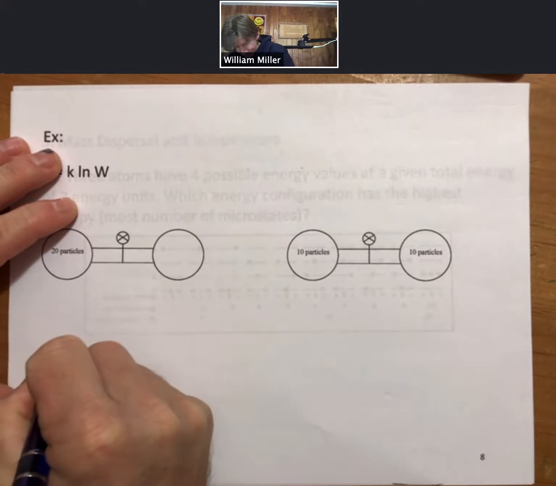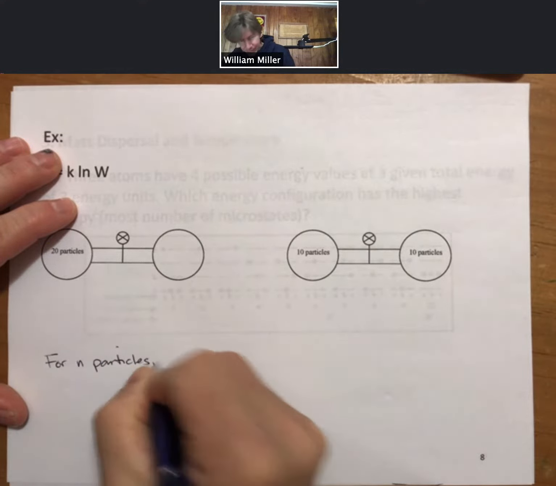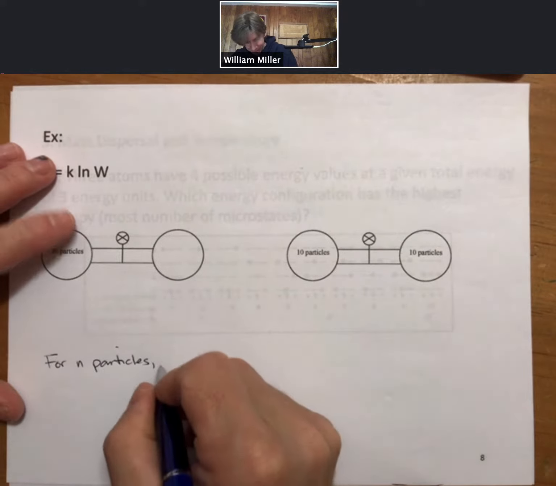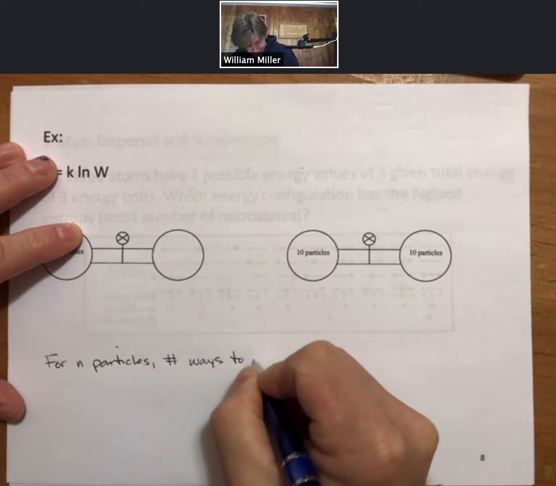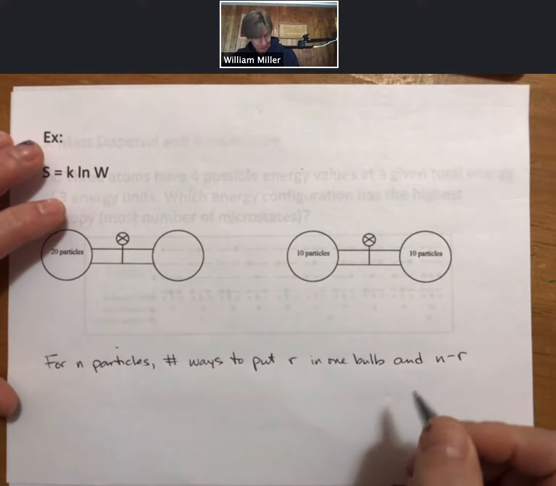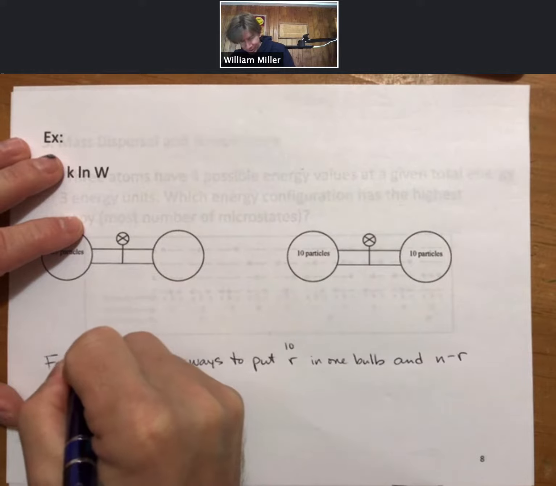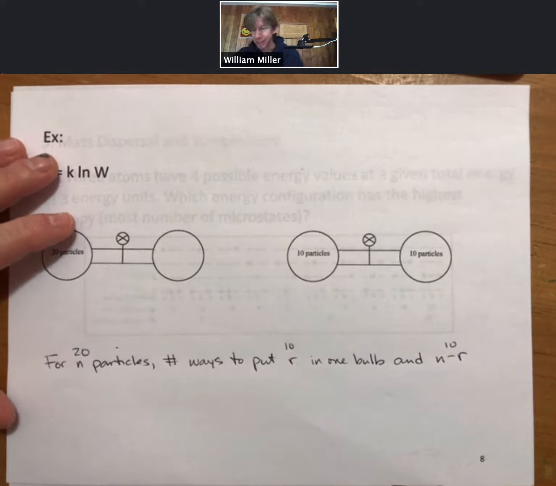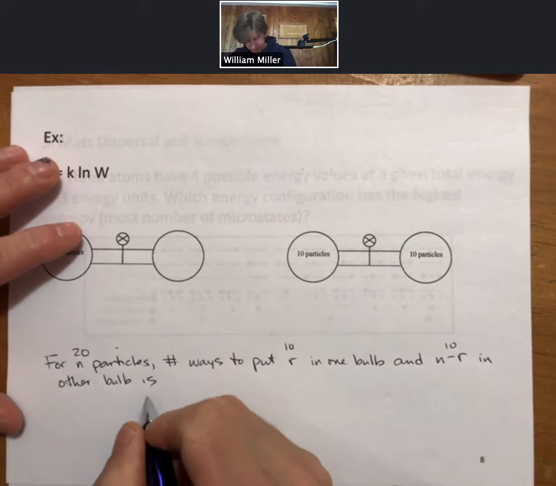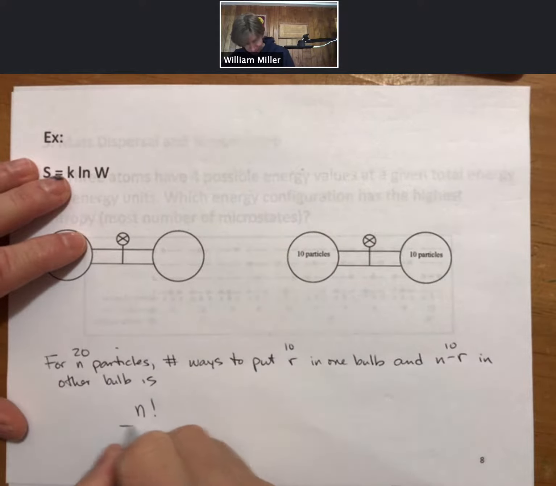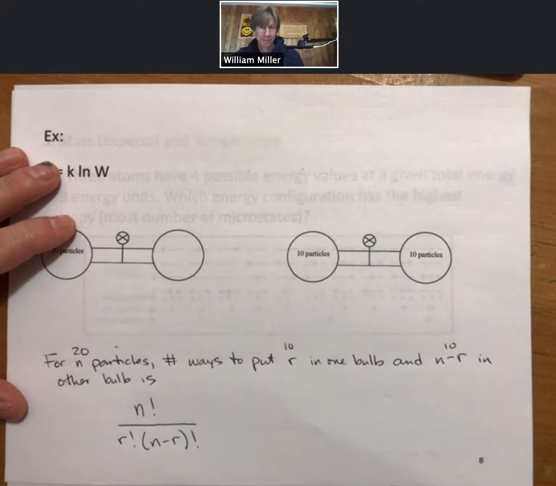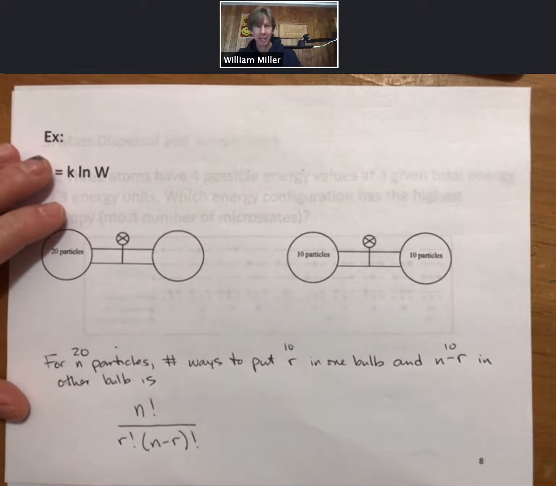So for n particles, the number of ways to put r in one bulb and n minus r in the other. So in this case, r is going to be 10 and n minus r, well, we have 20 particles, so n minus r is going to be 10 as well. The number of ways is n factorial over r factorial times n minus r factorial. And we won't talk about where that comes from. That's in a future chemistry class called physical chemistry.